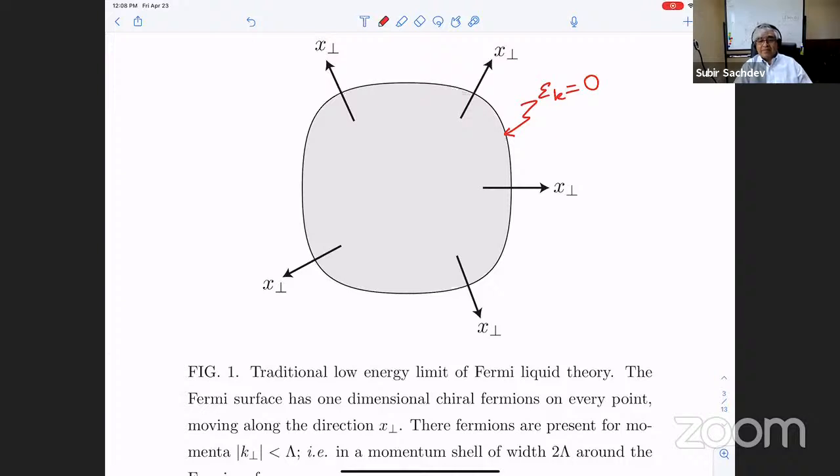Okay, so we are interested in low energy physics, and all the low energy excitations are on this line, e_k equals zero.